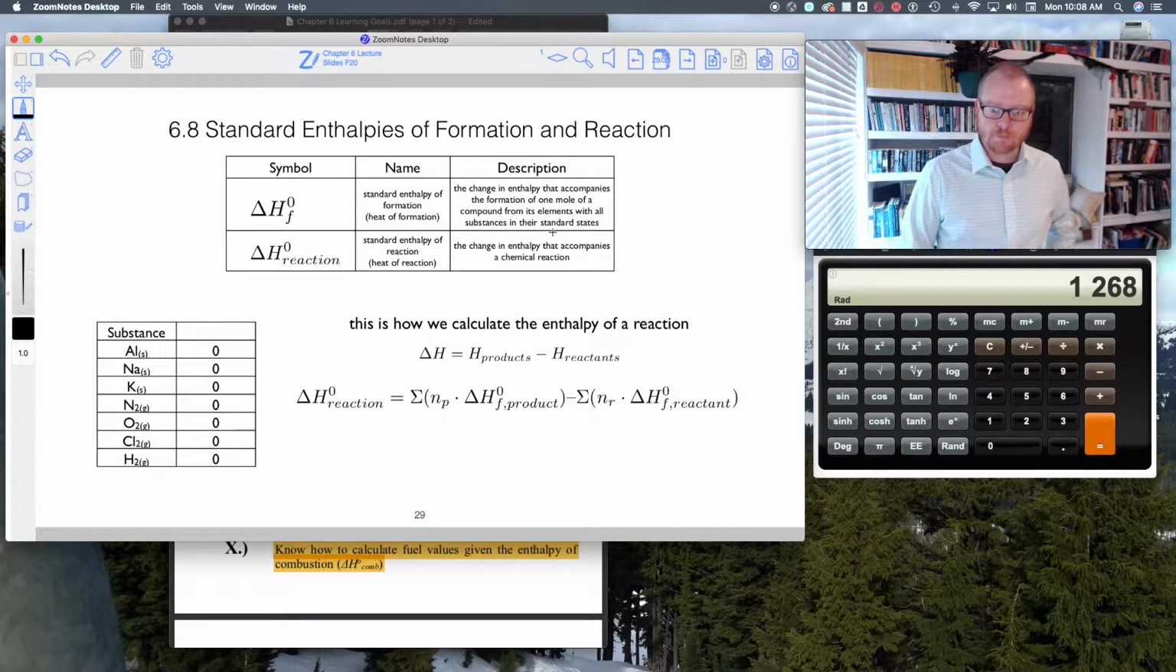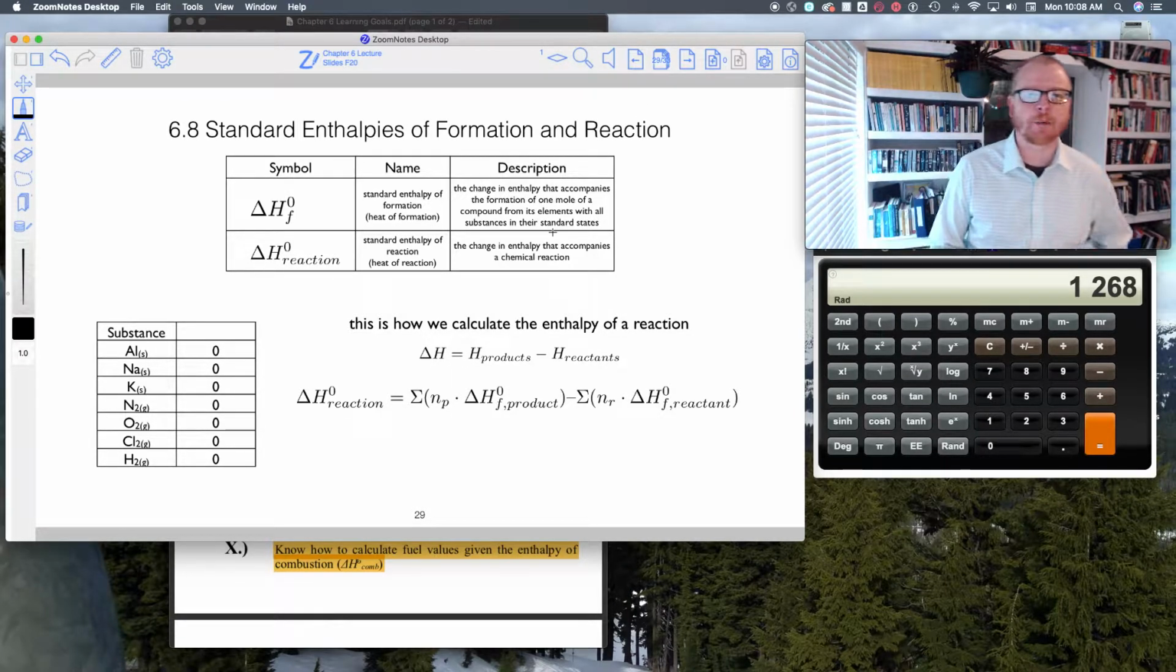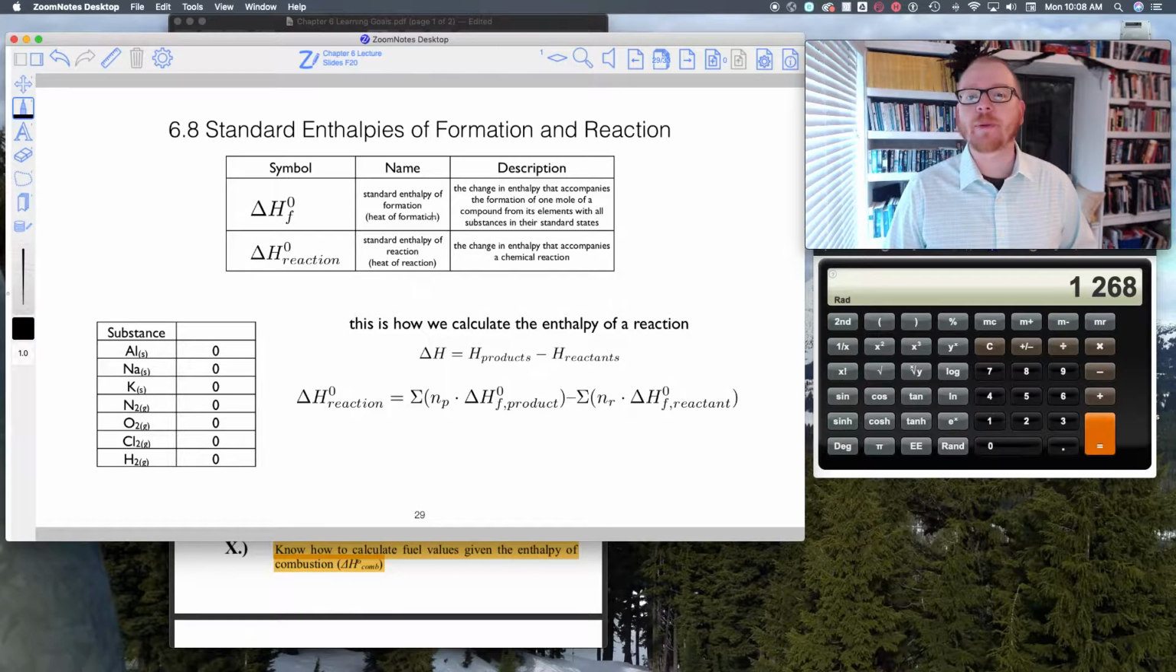So moving on to the next section here. Standard enthalpies of formation and reaction. I already kind of talked about these briefly at the very beginning. Okay. We note that both of these are fairly similar. The delta H of reaction and the delta H of formation both describe the heat that accompanies a chemical reaction.